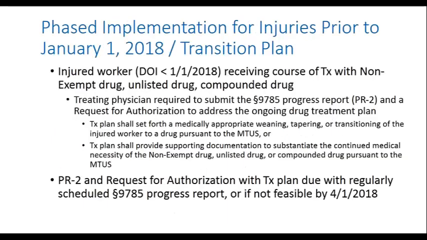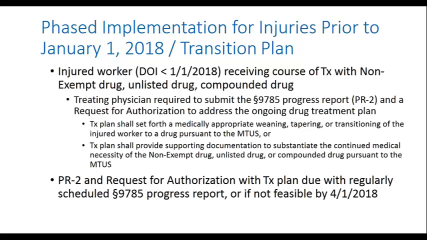Now we are going to look at an important regulation relating to transition plans. Assembly Bill 1124 specifies that there should be a phased implementation for injuries prior to the effective date of the formulary. This is accomplished by adopting a rule that specifically addresses workers injured before January 1, 2018 who are on an ongoing course of drug treatment.